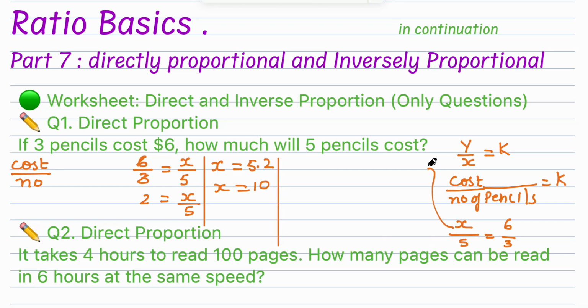So in this case, if we solve, x over 5 is equal to 6 over 3, the same calculations, 2. Now multiply by 5 on both sides, so this 5 will be cancelled, is equal to 2 times 5. So x is equal to 10. That means if 3 pencils cost $6, 5 pencils will cost $10.